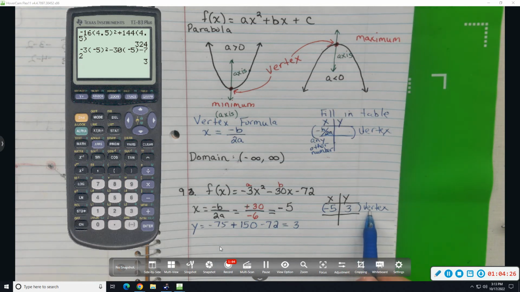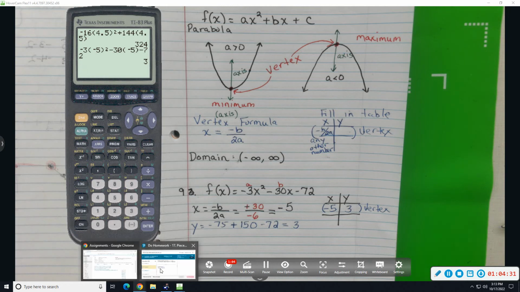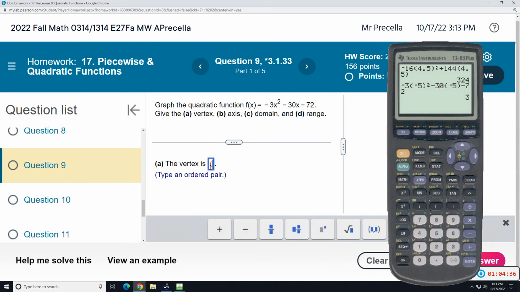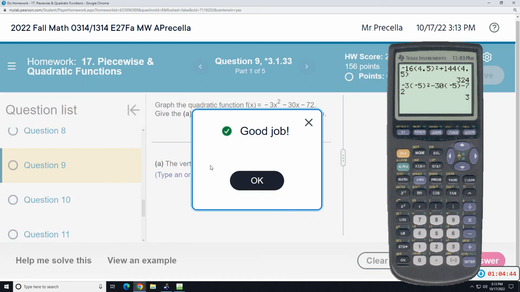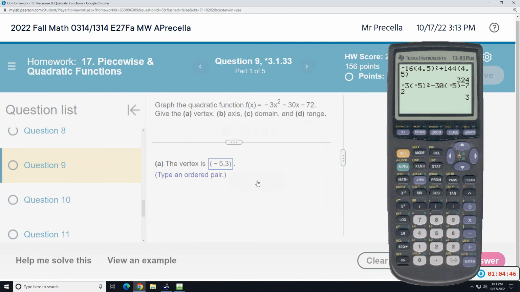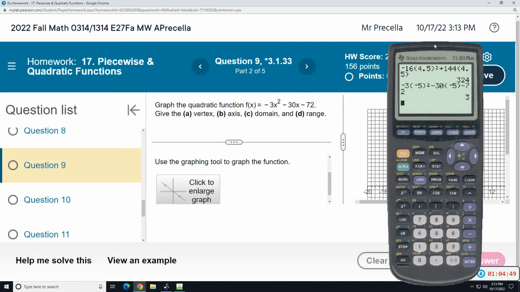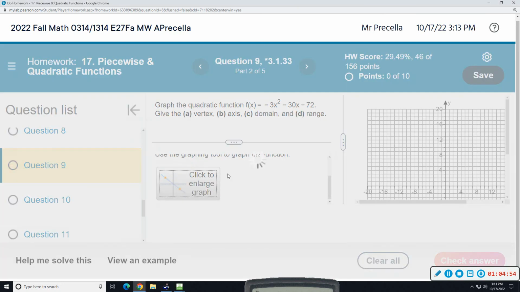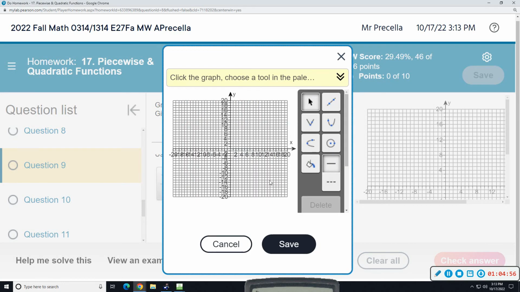So that's the vertex. We'll go ahead and type that in right now. Notice the vertex is an ordered pair. So we type in. It says type an ordered pair. If you just write negative 5. Now it says to go ahead and graph it. Well, in order to graph it, we've got to have another point. Let me get another point.